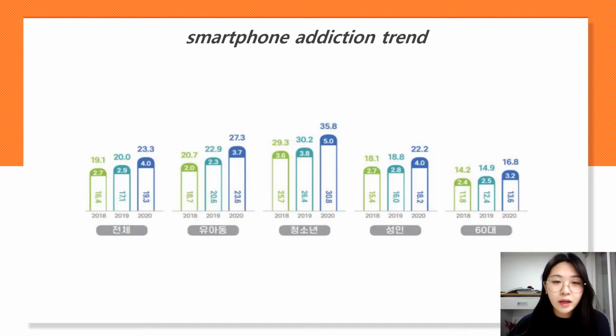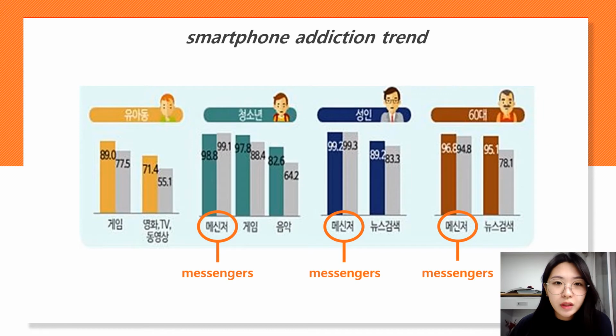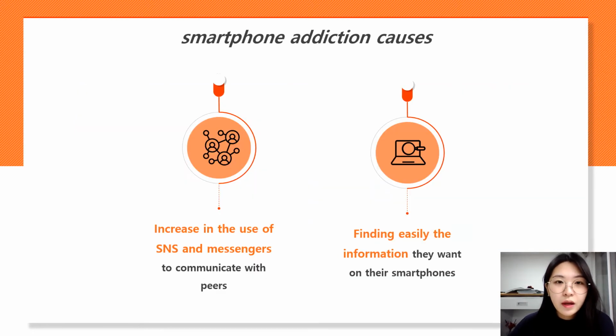Let's look at this age table. There is an increasing trend. The reason for the increase in smartphone usage time was messengers in adolescents and 60s. Recently, the use of SNS and messengers to communicate with peers has increased, and the advantage of smartphones that allow users to easily find the information they want on their smartphones have contributed to smartphone addiction.